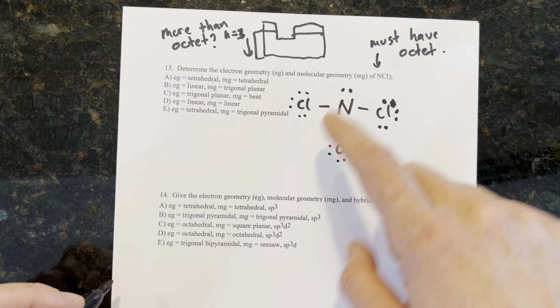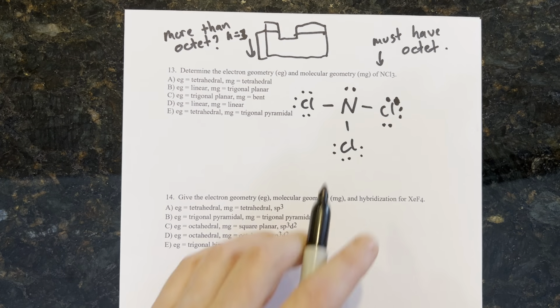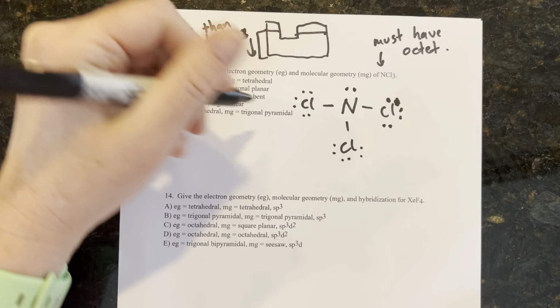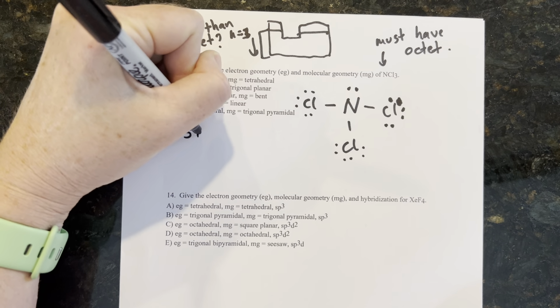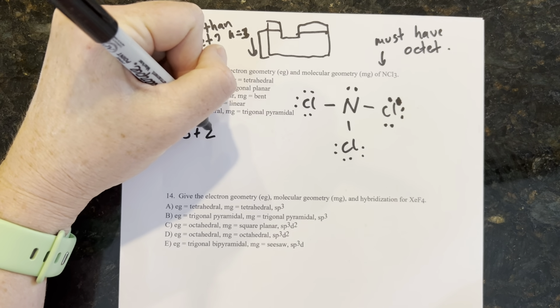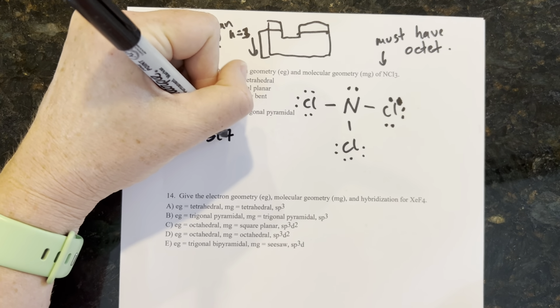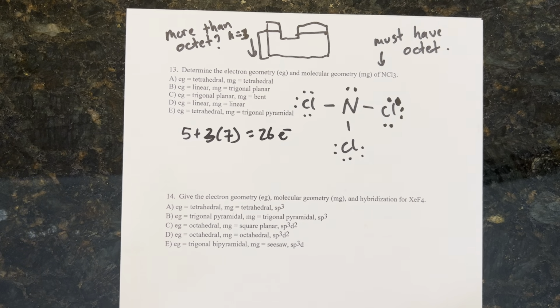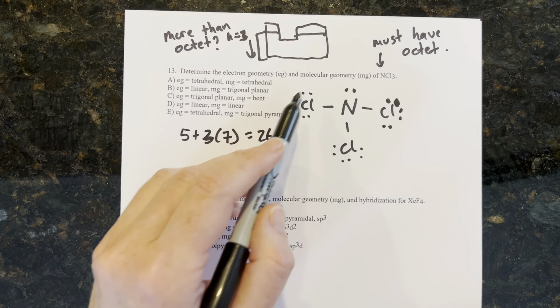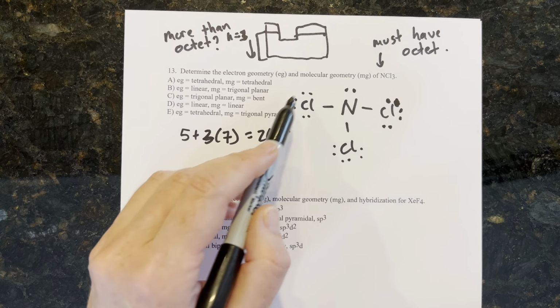But when we're not looking at formal charges, you want to make sure it has the correct number of valence electrons. Nitrogen is in the 5th column, so it has 5, plus 3 times 7 for each chlorine, so that's 21, which makes 26. So we have a total of 26 electrons. Let's go ahead and count them: 2, 4, 6, 8, 10, 12, 14, 16, 18, 20, 22, 24, 26. We are good. So this is our most stable structure. Now we can answer the question.